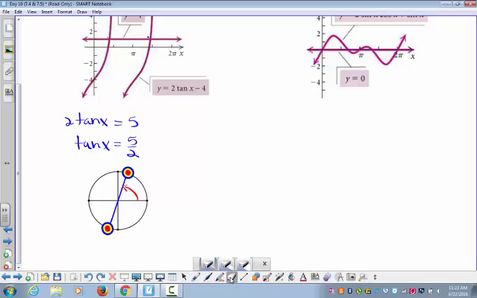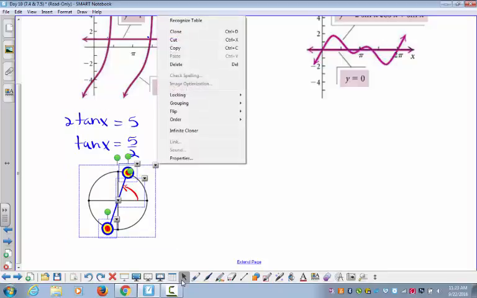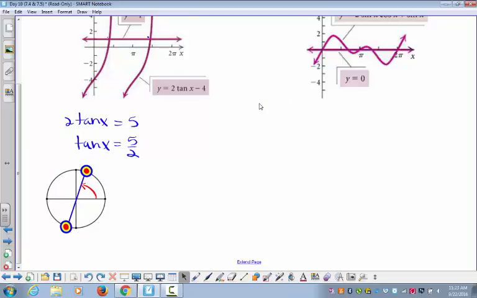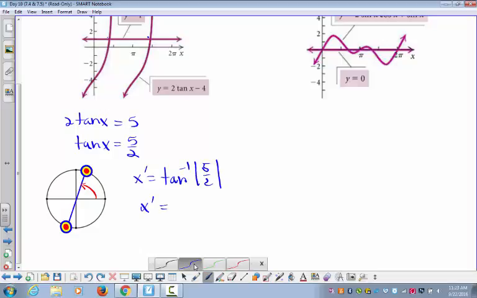Okay. This angle right here is a reference angle. That is a reference angle. So if we have a non-special ratio, we will use a reference angle. So here's how we find our reference angle. To find a reference angle, we do the inverse trig of the absolute value of the other side. And we usually call it, take the angle and put a prime on it to represent the reference angle.